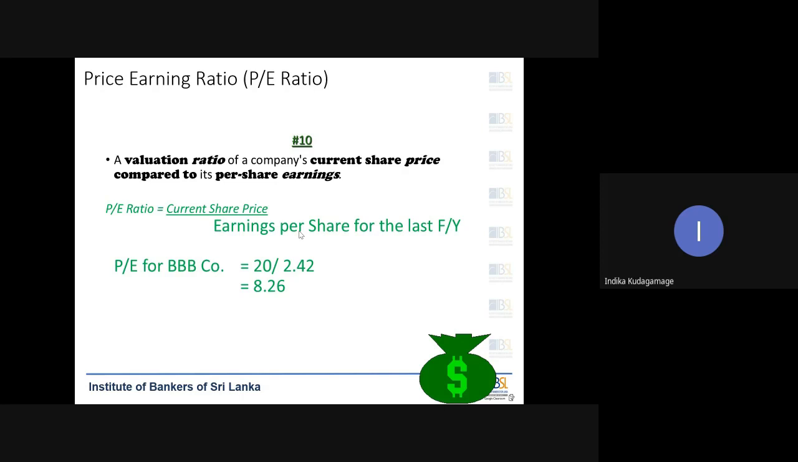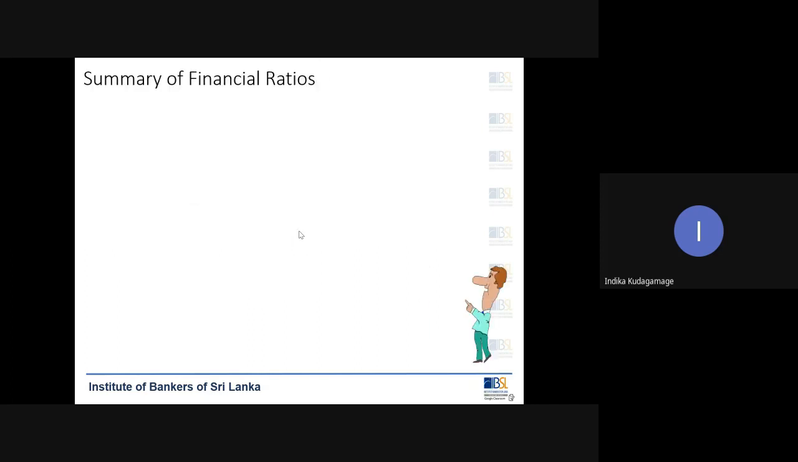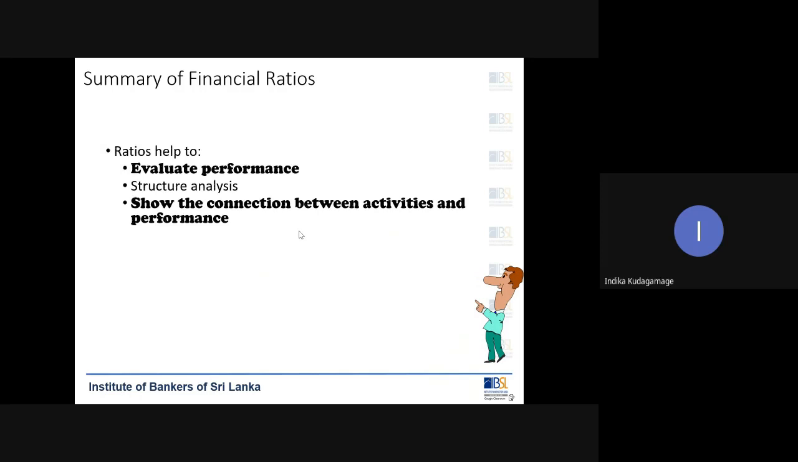When you are comparing listed companies, you calculate these ratios only for listed companies, the PE ratio and earnings per share. Then we go to the summary.